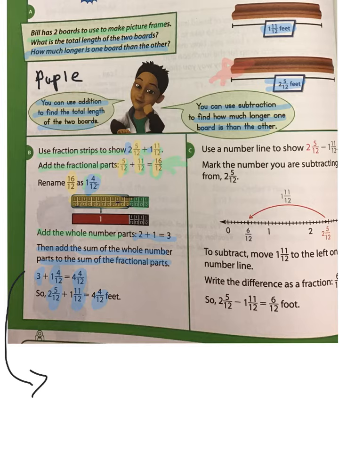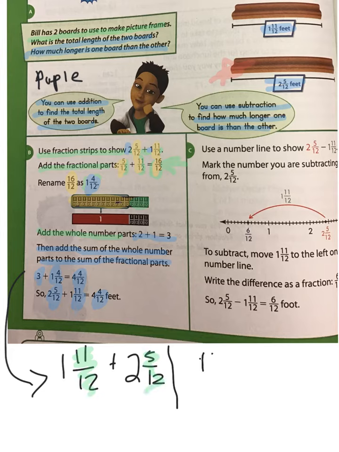We have 1 and 11/12 plus 2 and 5/12. We're going to draw a line, and we're going to do this in our notes, so you're going to understand it. We're going to add our fractional parts. So our fractional parts are not the whole numbers. So we have 11/12 plus 5/12. Well, 11 plus 5 is just 16/12. Now we're going to add our whole numbers. So we have 1 plus 2 is just 3. So we have 3 and 16/12.